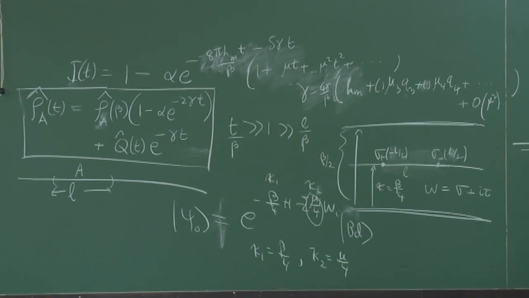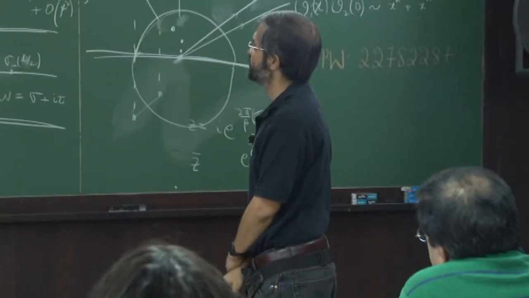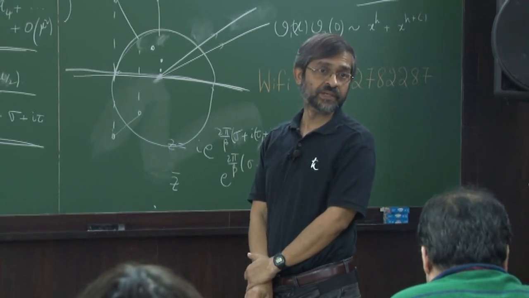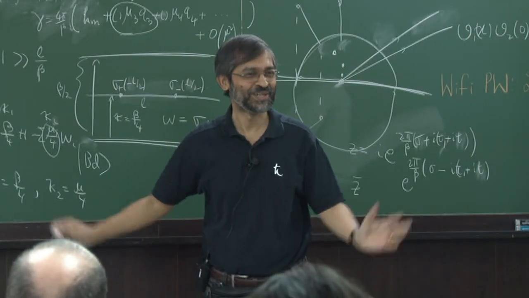And this part exactly matches with the quasi-normal frequency calculation of the higher spin black hole that was done by Narayan et al. Okay, I'm done. Thanks.